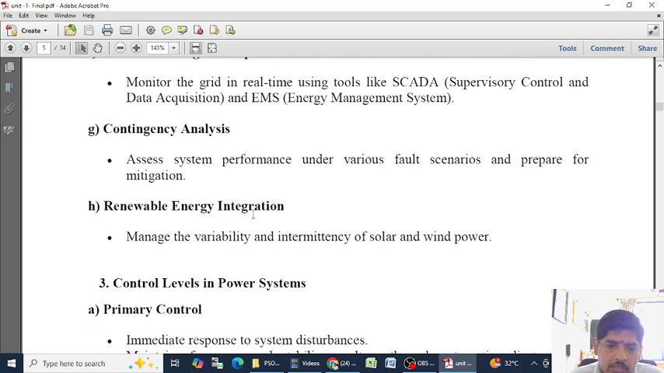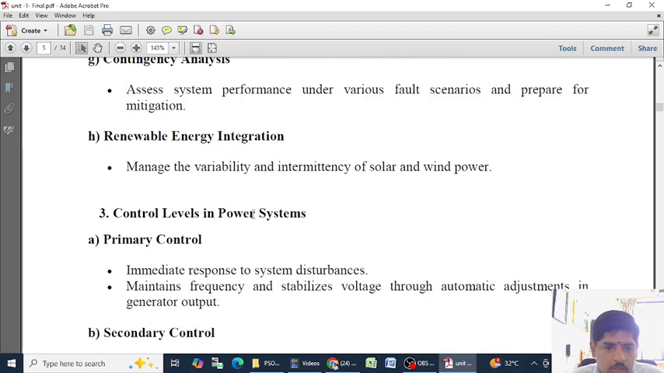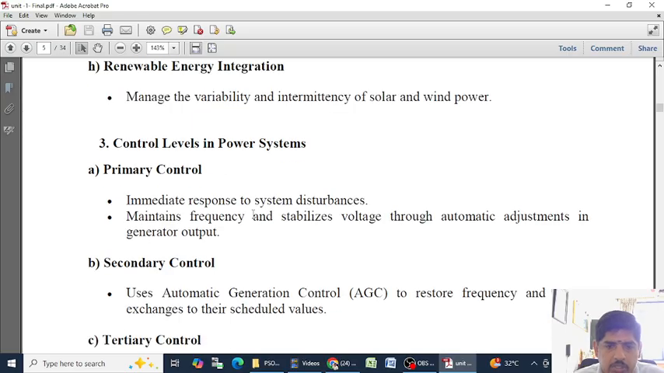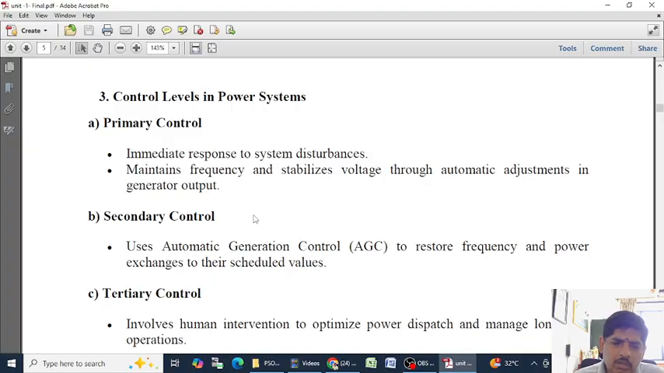Okay, so what are the control levels in power systems? There are two types of control levels: one is the primary control and the second one is the secondary control. Okay, there is also a third one, the tertiary control. Primary control is the immediate response to system disturbance. Okay, maintain the frequency and stabilize the voltage through automatic adjustment in the generator output. Okay, so this comes under the primary control.